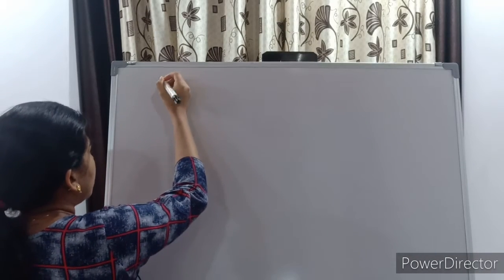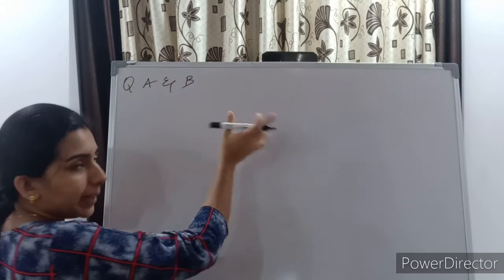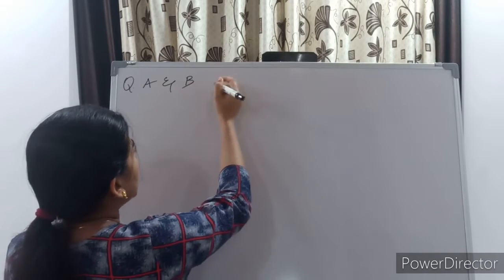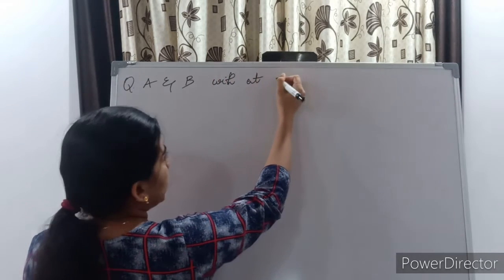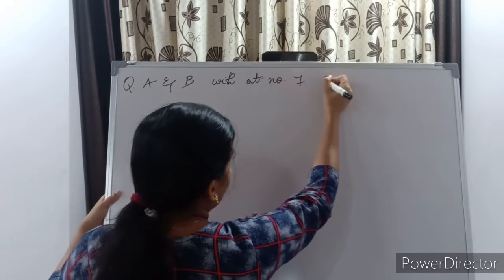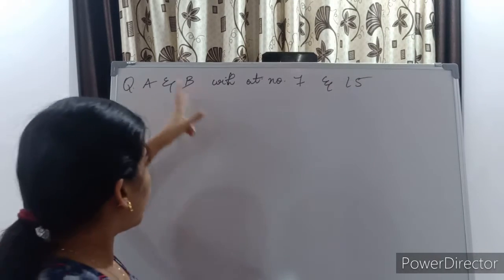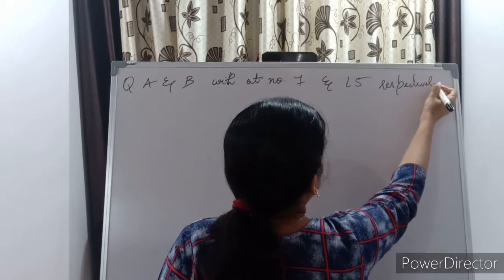So the first question will be like, A and B are two elements. The names of the elements will not be mentioned, and A and B are two elements with atomic numbers 7 and 15. So 7 and 15 are the atomic numbers of A and B respectively. This is the condition for the question.